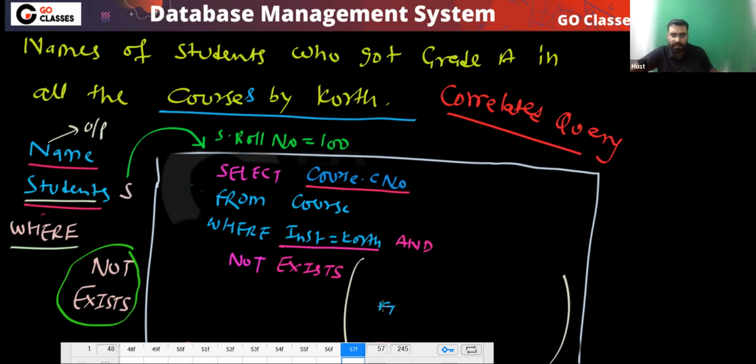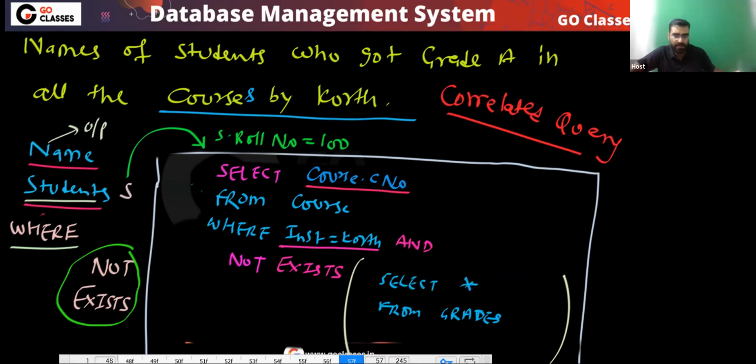So from the grade table, this is your grades table. From the grade table, what will you do? You will find out the entries where he got grade A, correct? Those entries where he got grade A.